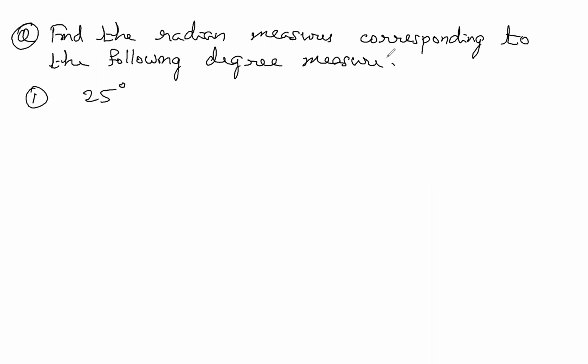Okay, Harshant, how to start? How to do this one, Harshant? So we have to multiply by pi by 180. Correct. Multiply by pi by 180.